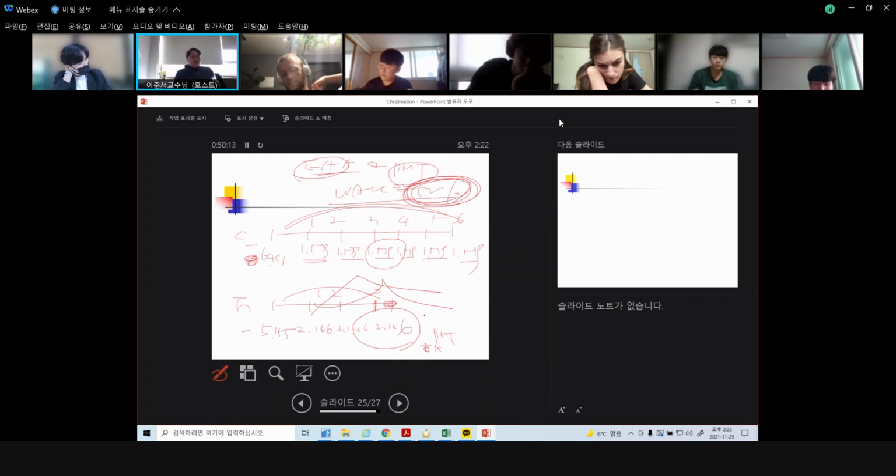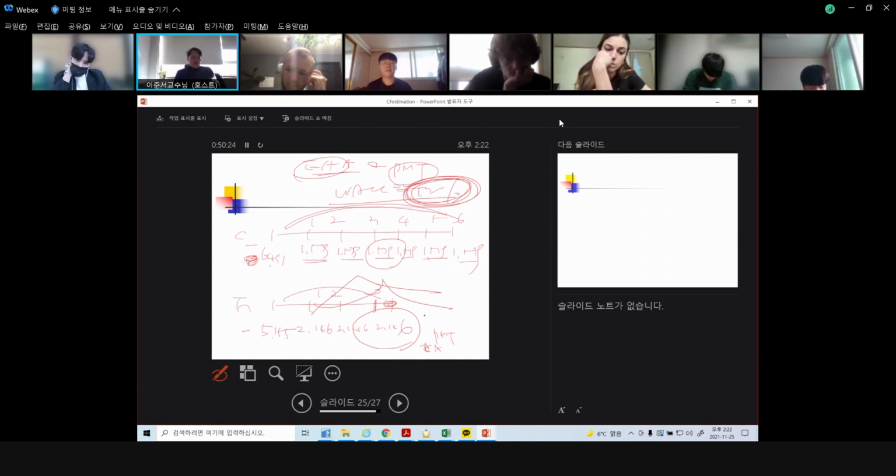Okay, so we may use replacement chain to make the lives equal, or we may also use equivalent annual annuity. That's the solution if two projects have different lives, right? Any question? Yep.